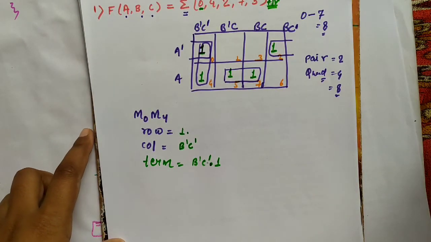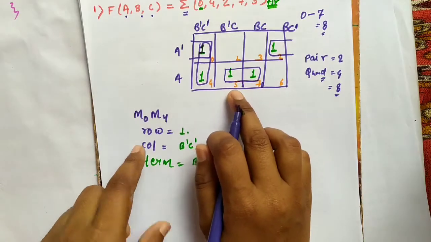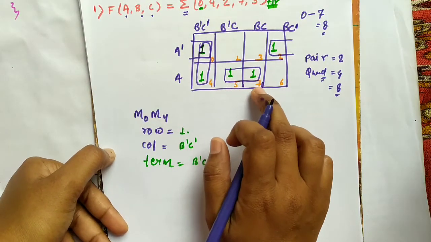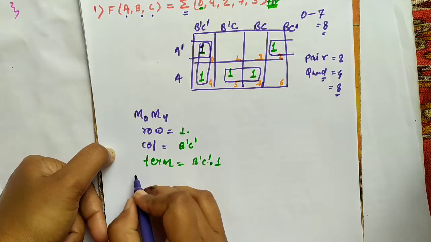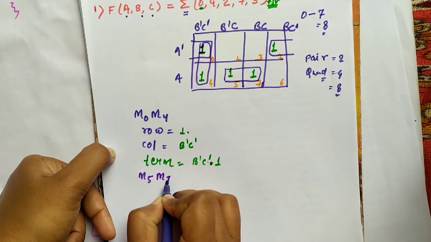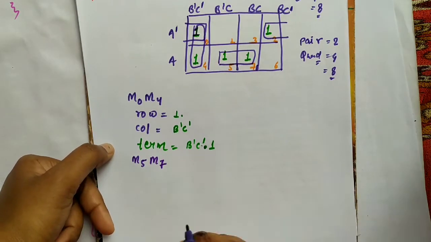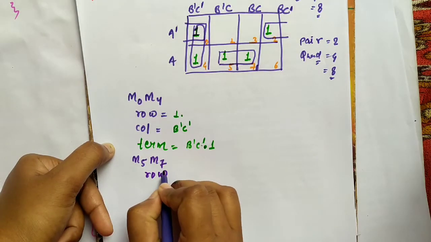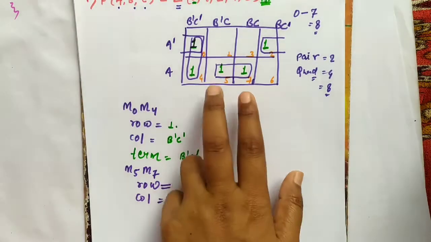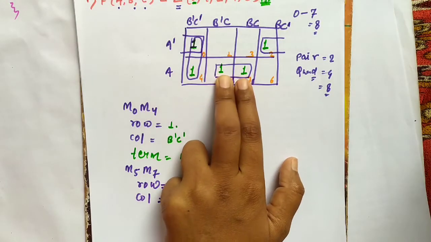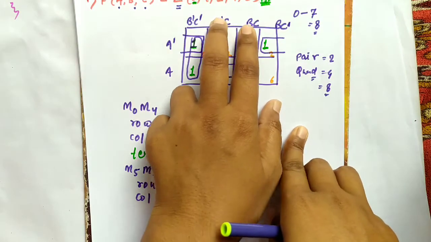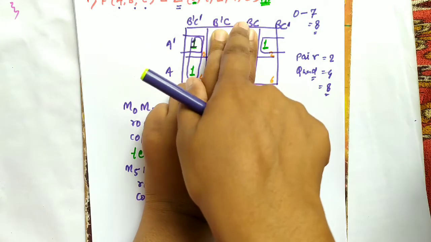Next pair we can take is these two, M5 and M7, the 5 and 7. So we have to write M5, M7. In M5 and M7, this is the row and column. In these two values, M5 and M7, in the columns, there are two columns, B dash C or BC.